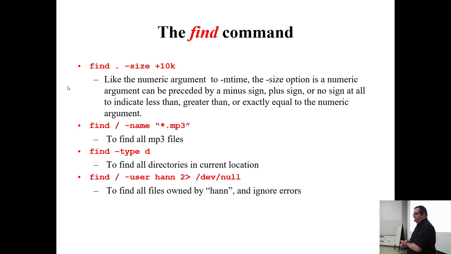You can search by name, star.mp3. Notice the quote marks. Does anybody want to take a guess why the quote marks need to be there? The asterisk, why would it need to be quoted? It's a wildcard character. It's a special character, and it's treated differently. And I just watched the projector flicker. So basically we'll search by name anything that ends with MP3.